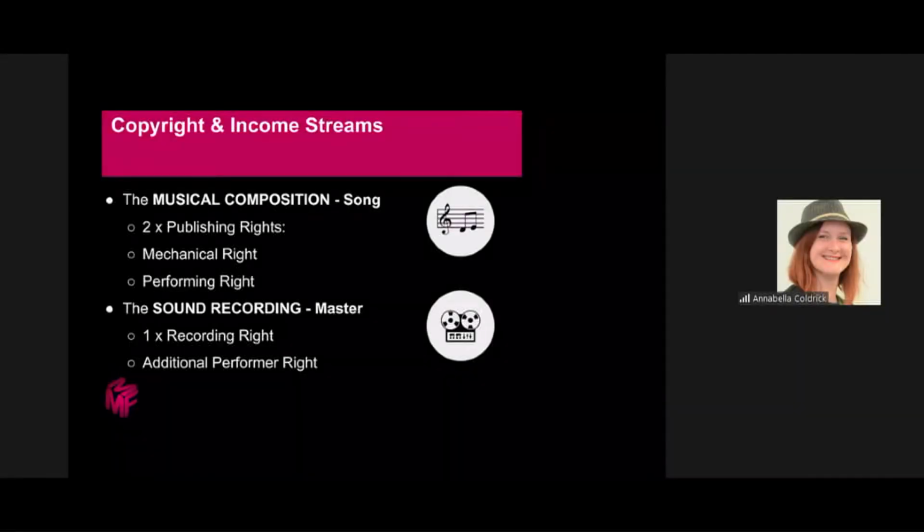And so to come back to the very basics, which I know many people listening in will know, music copyright comes in two forms. The copyright for the musical composition, the song, has two rights within: a mechanical right, called mechanical because it used to involve the mechanical pressing of the song, making mechanical copies, but also the performing right. And then there is the right in the sound recording, so the master.